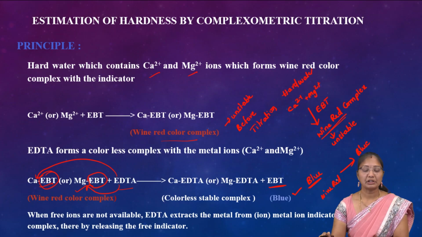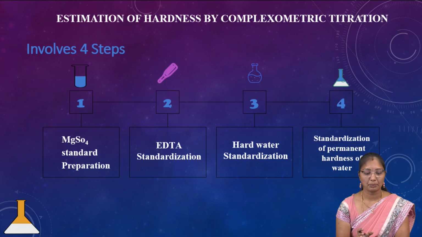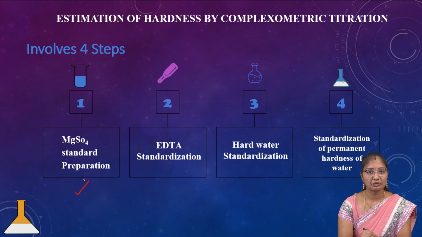So this is the principle involved in this reaction. It actually involves 4 steps. So this whole process is carried out in a 4-step process. First thing is magnesium sulfate standard preparation, which is going to be used for EDTA standardization.